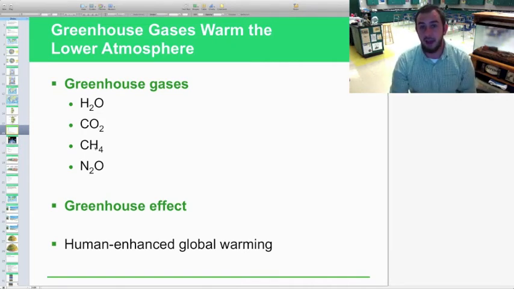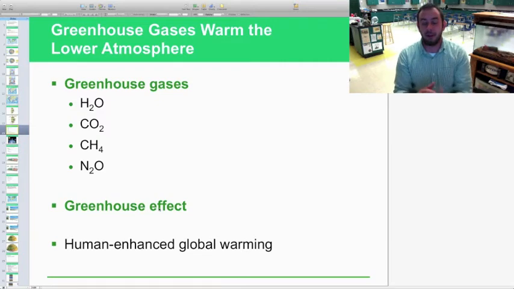CH4 is methane gas, which comes out when you fart and when cows belch. And actually, that's a big contributor to methane in the atmosphere, our cow farms and cattle farms, as well as decomposition from our landfills. And then nitrogen oxide is another greenhouse gas that, not as important, but still is given off when we're burning nitrogen or releasing it through the combustion of our fossil fuels.